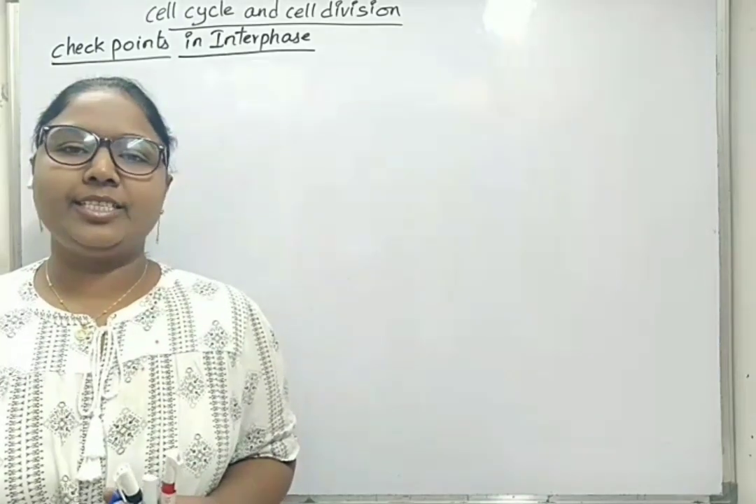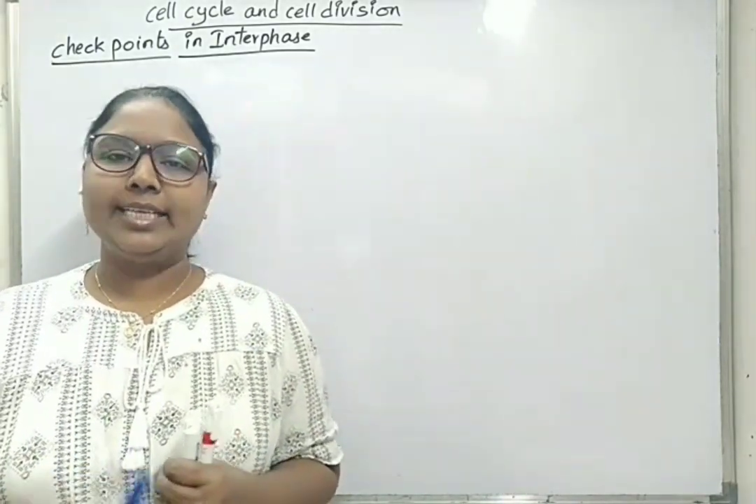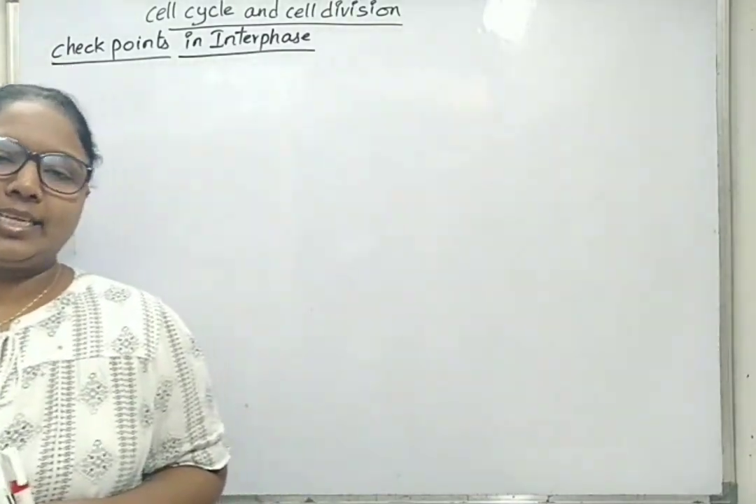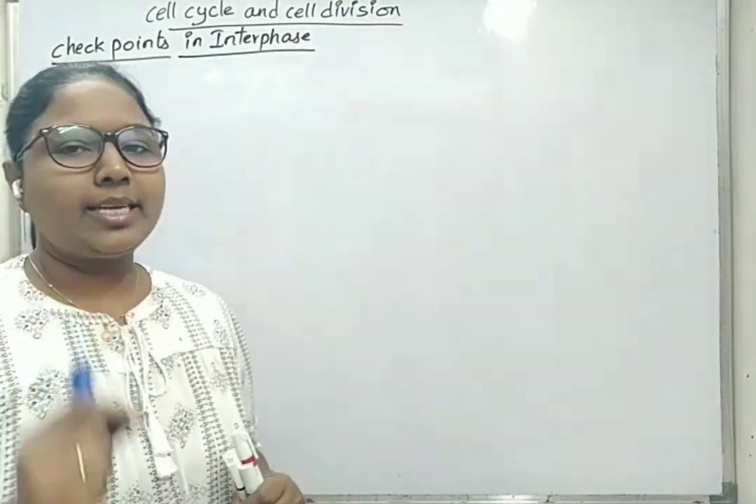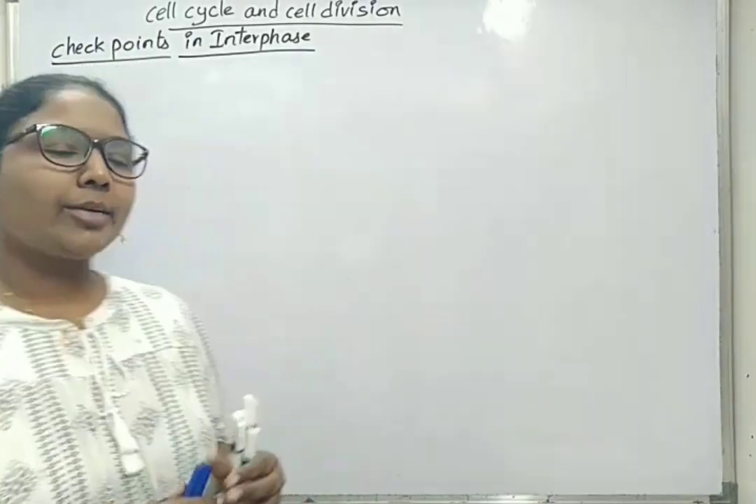Hello students, now we will discuss some of the points where the G1 phase, S phase, and G2 phase of interphase during cell cycle and cell division are checking whether that stage is completed successfully or not. Those points are called checkpoints.